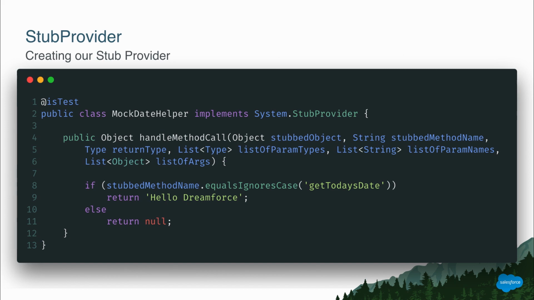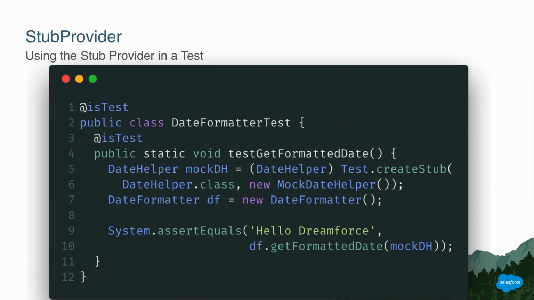That's our stub provider. So what it looks like to write this in a unit test is we're going to create a date helper that is a mock date helper. Now you have to cast this. You have to say, hey, this is a date helper, even though we're going to call the create stub method. And that is a method on the test class. So we're going to call test.createStub. We're going to pass in our date helper class, and we're going to create an instance of our mock or our stubbed date helper. So here's our mock date helper we're calling. We're passing that all in.